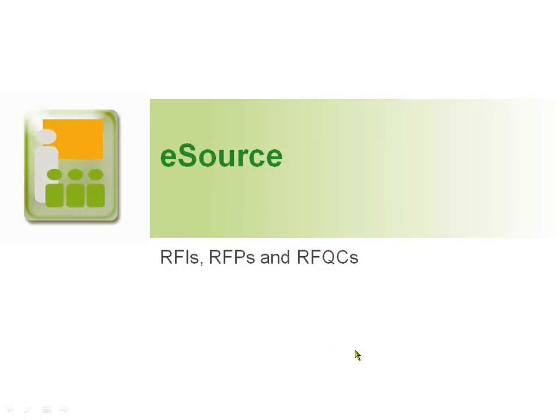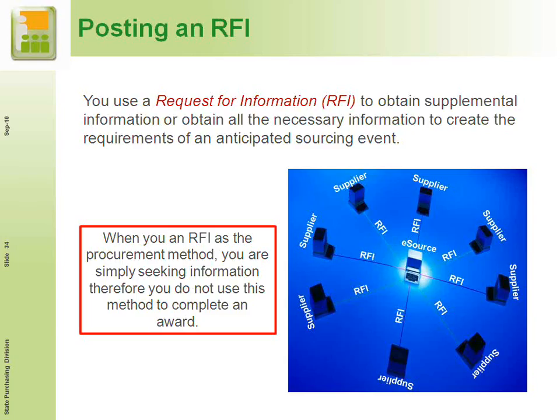eSource now has the ability to post electronically RFIs, RFPs, and RFQCs. When you use a request for information to obtain supplemental information, or obtain all the necessary information to create the requirements of an anticipated sourcing event, you are simply seeking information. Therefore, you do not use this method to complete an award. So note, you do not make an award from an RFI. You are simply seeking information.